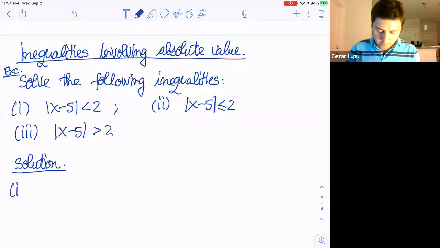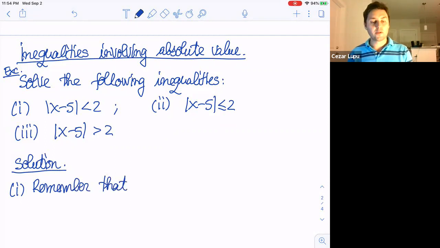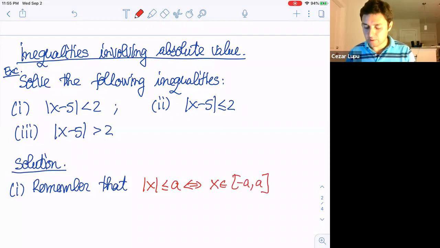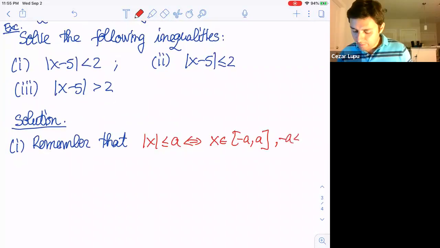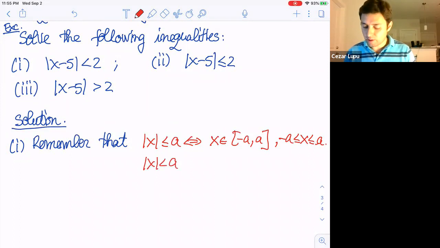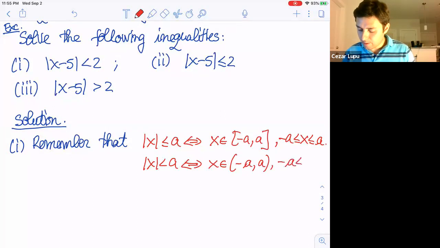Well, let's take the first one. Maybe I should recall something. Let me remind you from college algebra that the absolute value of x less than or equal to a is equivalent to saying that x belongs to the closed interval from negative a to a, or that negative a is less than or equal to x and x is less than or equal to a. And the same thing goes for the absolute value of x strictly less than a. This will be equivalent to x being in the open interval from negative a to a, which means negative a is less than x less than a. So let's keep this in mind.